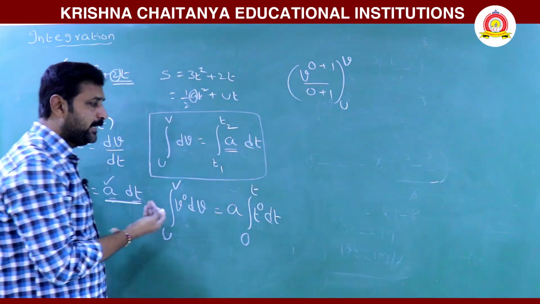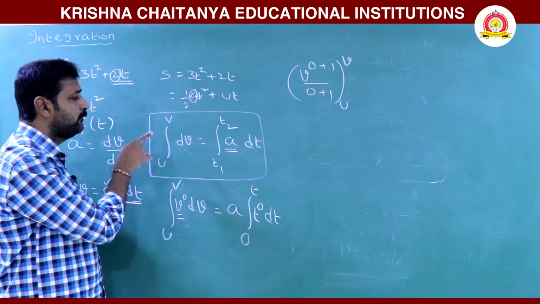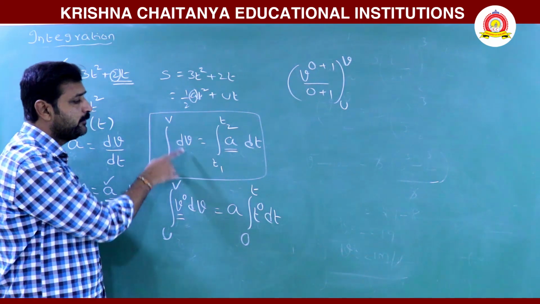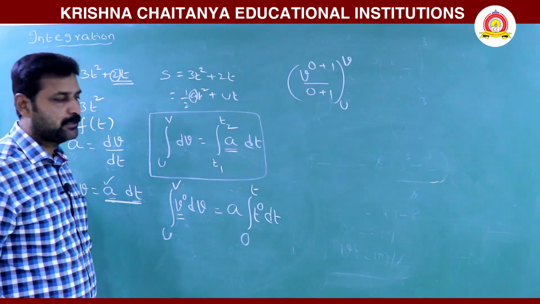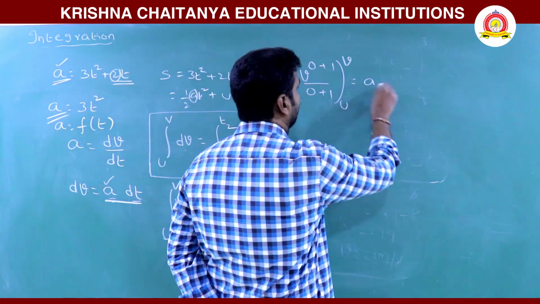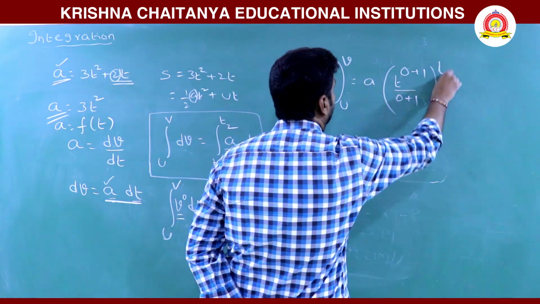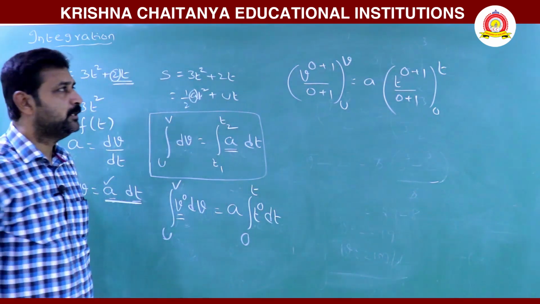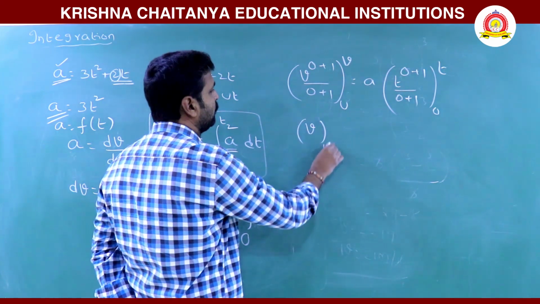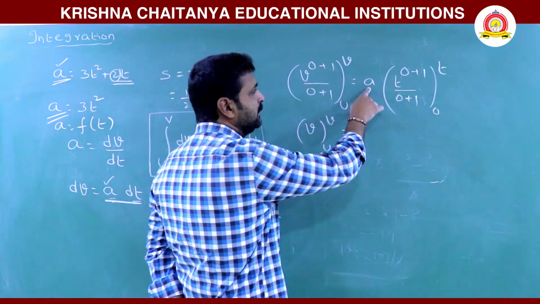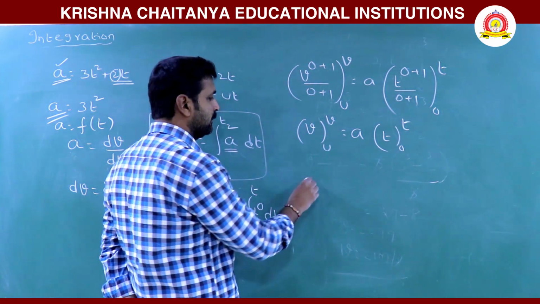Since this is the earlier classes, I am telling in this way. But thereafter, everywhere if you find integral dv or integral dt, directly write integral dv as v, integral dt as t, like that. Now here, a t power 0 plus 1 by 0 plus 1, 0 to t. Now this is v power 0 plus 1, v, u to v, a into, since a is constant, t, 0 to t. Now substitute the limits.